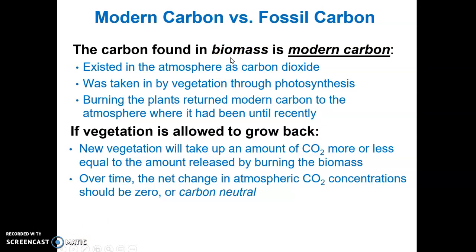The carbon found in biomass is modern, meaning that it existed in the atmosphere recently as carbon dioxide. It was taken in by vegetation through the process of photosynthesis. And burning the plants then results in modern carbon being returned to the atmosphere where it had just been recently. So if vegetation is allowed to grow back, then new vegetation will take up the same amount of CO2, more or less equal to the amount that was just released by burning it. And over time, the net change in atmospheric CO2 concentrations should be zero. That's called carbon neutral. And that would be a really good thing.